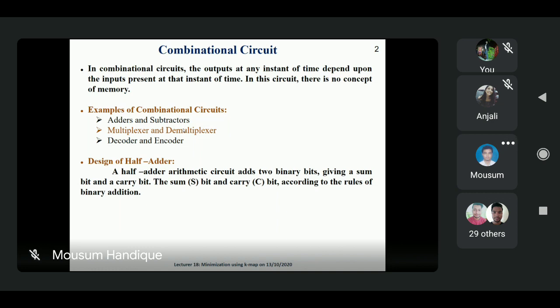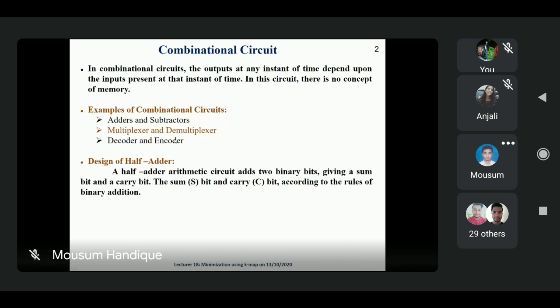Okay. We use different types of examples: subtractors, adders, all of these are combinational circuits. Multiplexer and demultiplexer also belong to combinational circuits. Decoder, encoder also. Comparator also. I am just giving some examples. It is not like these are the only combinational circuits and there are no others. Comparator is also one type of combinational circuit.